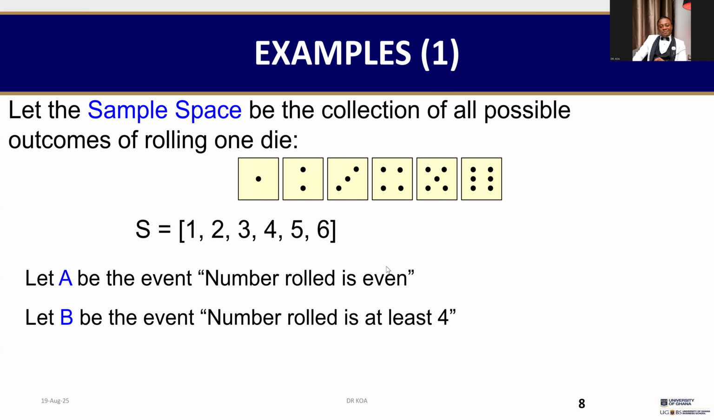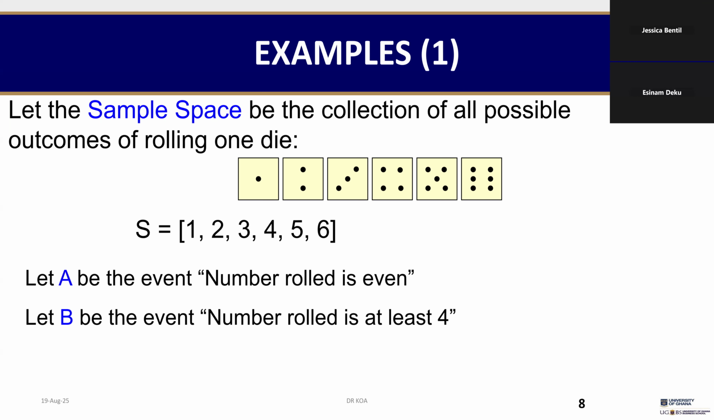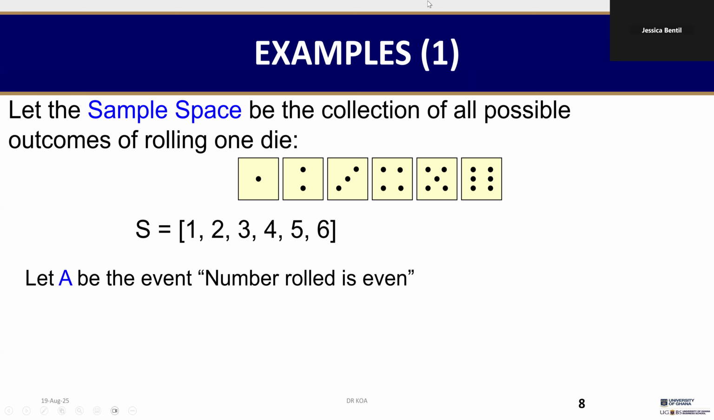What about event B? What does the word at least stand for? What symbol can you use for at least? Jessica. Greater than or equal to. Very good. Guys, if you don't know, write it down. At least you can use the symbol called greater than or equal to for it.